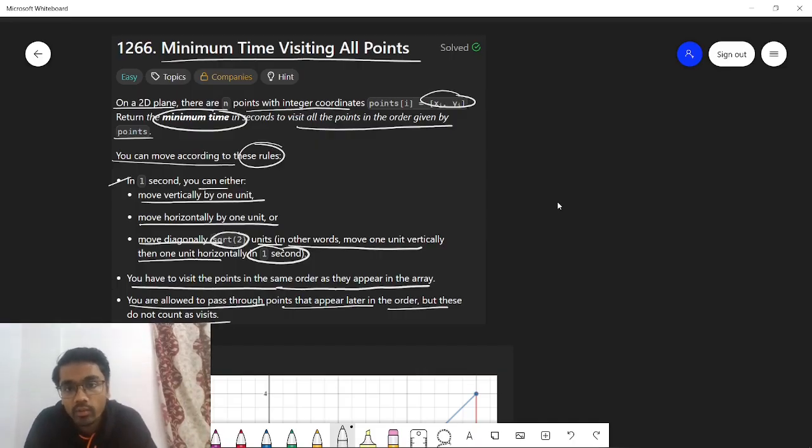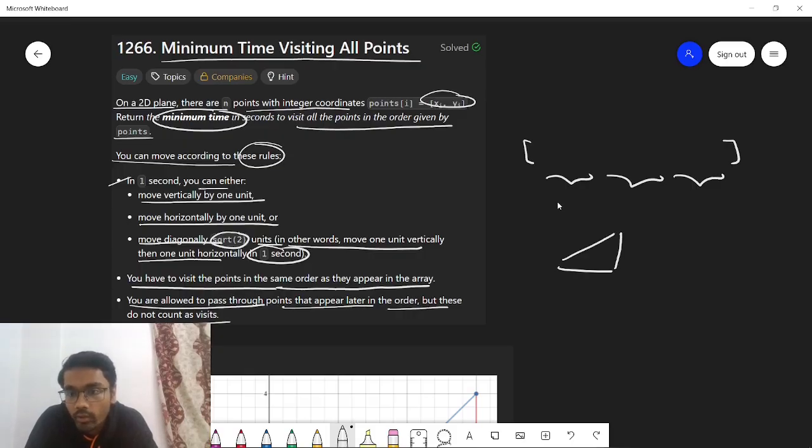So what the question is saying is that you are given some 2D plane and you have some points vector. So you need to visit each and every point in the order in which it is given in the points array. Now how can you do the traversal? You can go 1 unit horizontally, you can go 1 unit vertically, or you can go square root of 2 units diagonally. All of these single moves from one point to another take 1 second in total. So this is what you need to do.